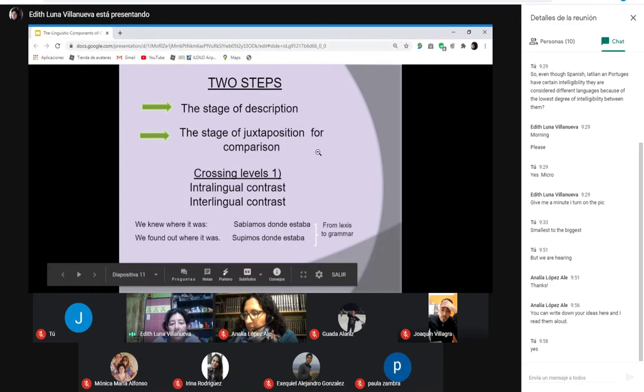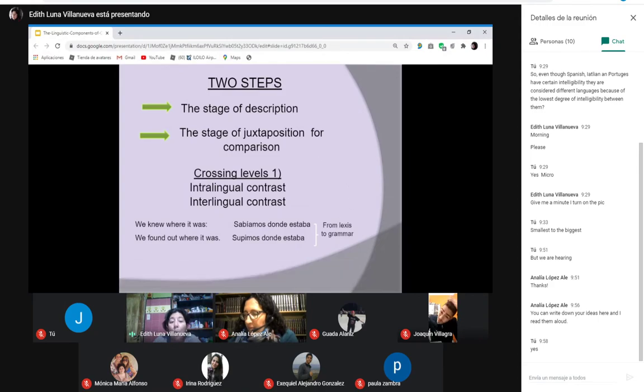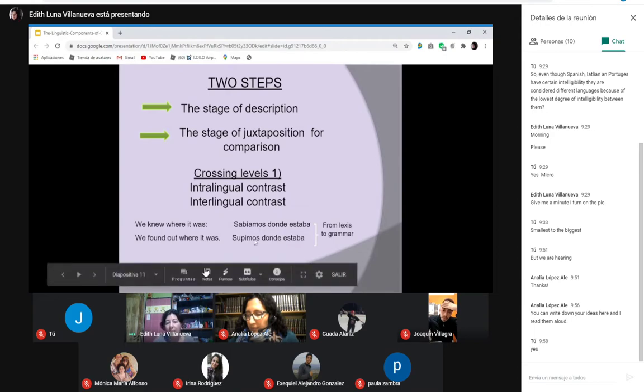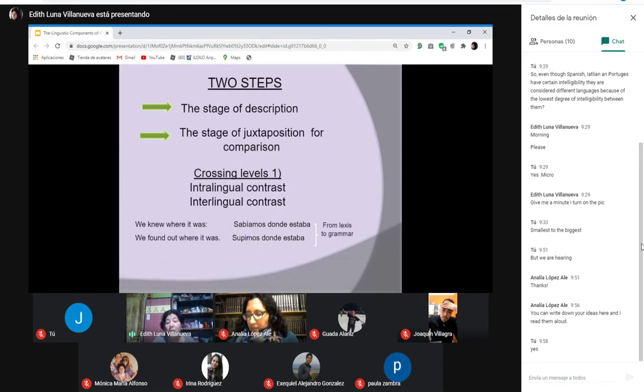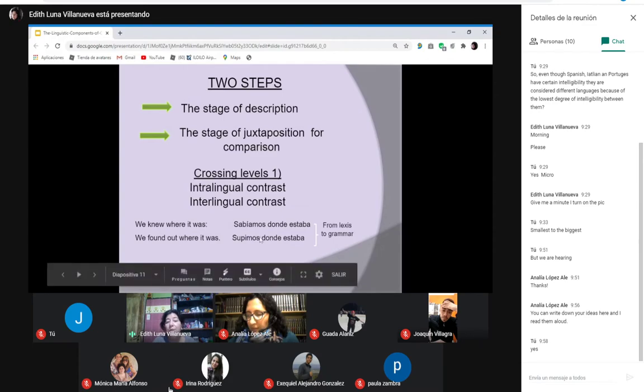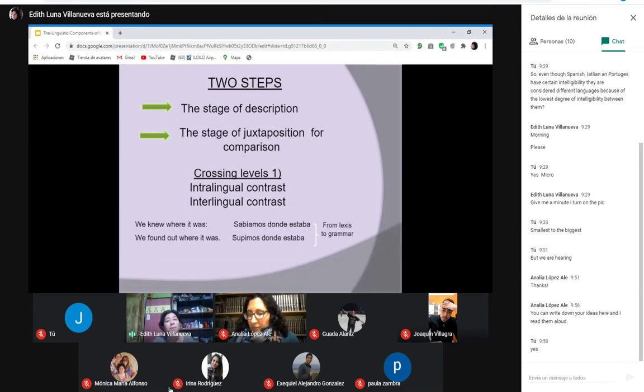We have a pair of sentences in English that say, we knew where it was. We found out where it was. You may say, why should we contrast them? Well, actually, the procedure would be the other way around. If we would contrast these two in Spanish, sabíamos dónde estaba, supimos dónde estaba. Did you know that sabíamos and supimos are conjugations of the same verb? Yes. Did you know that? Yes. ¿Sabían eso? Okay. Let's go further.